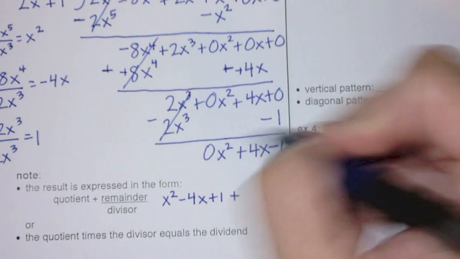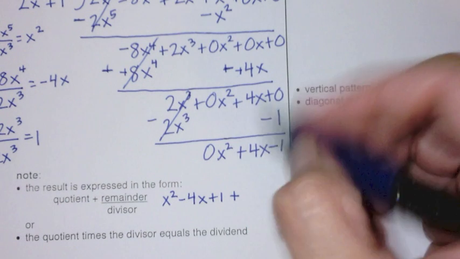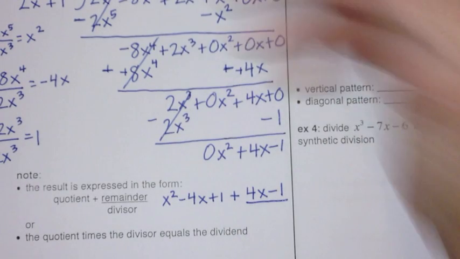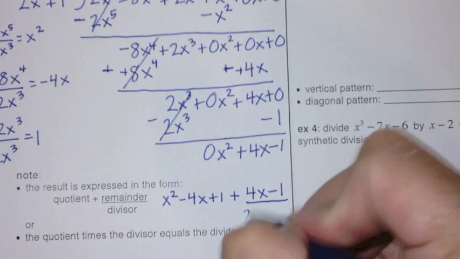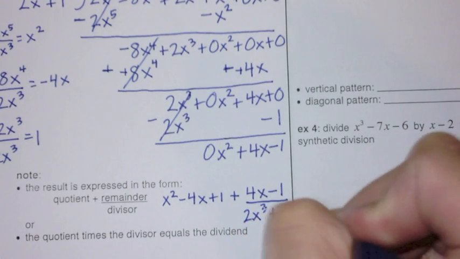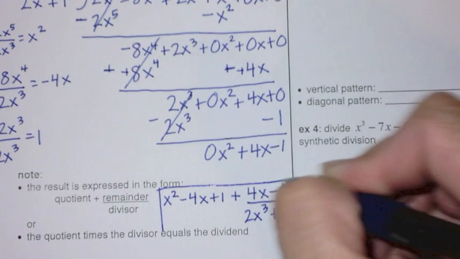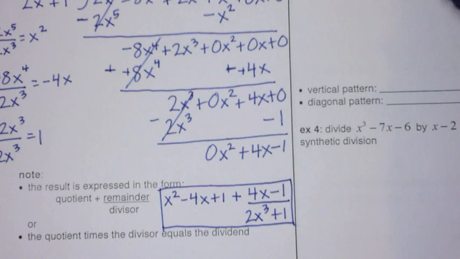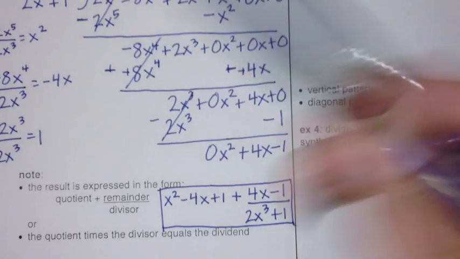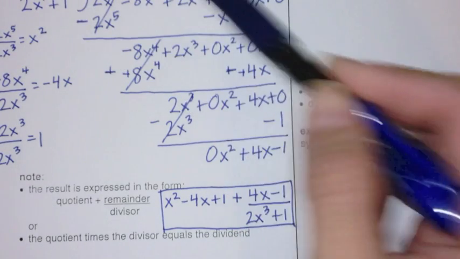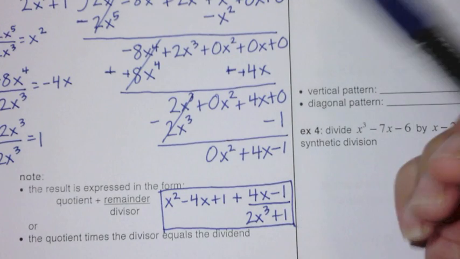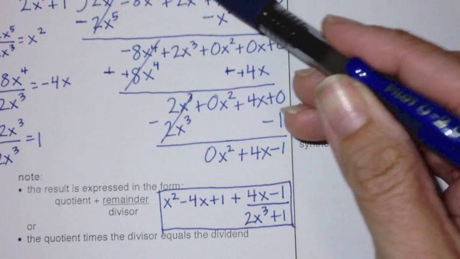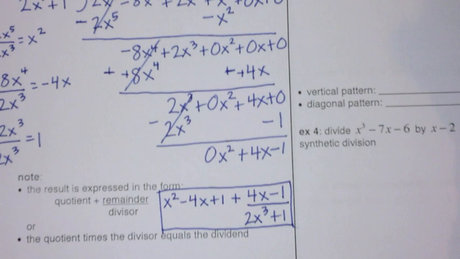So here is my remainder. I don't need to write the 0x squared because that's just 0. So plus my remainder over my divisor. So that's what I was dividing by. So this is my final answer for that example. So what I want to point out for this one is that 2x cubed plus 1 is not a factor of the polynomial we were given because we ended up with the remainder. The only time it is if we get a remainder of 0.